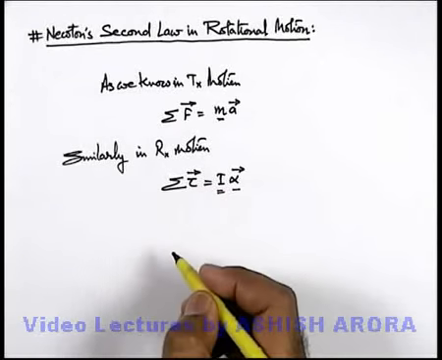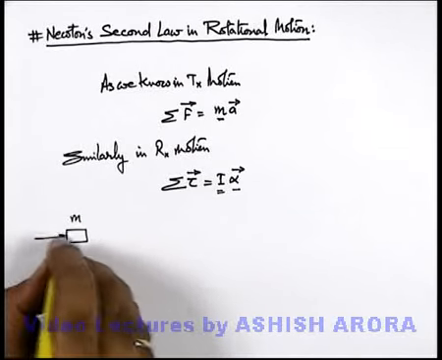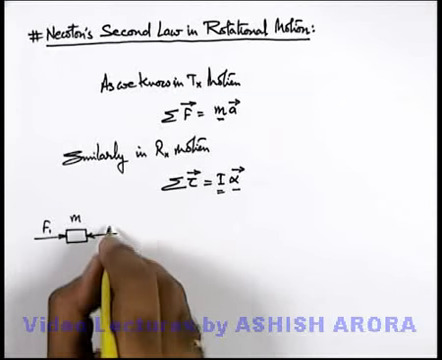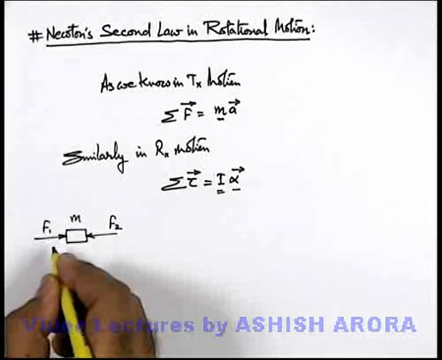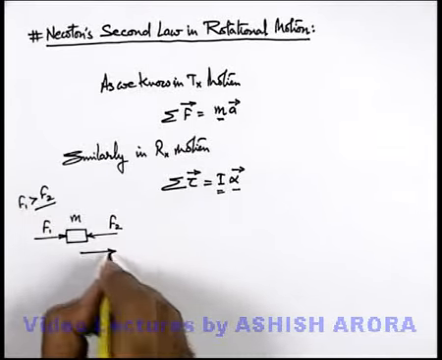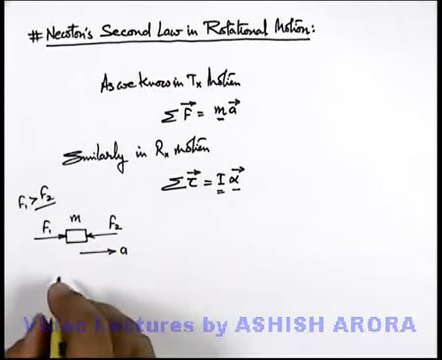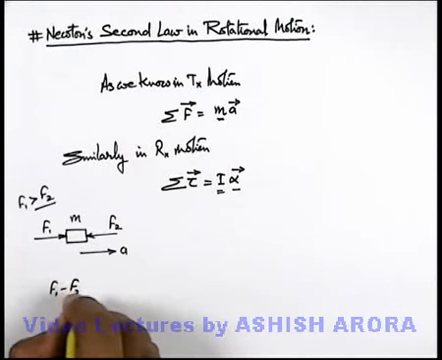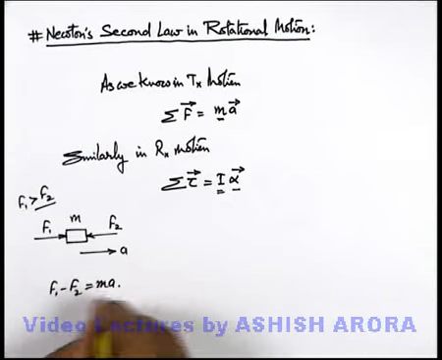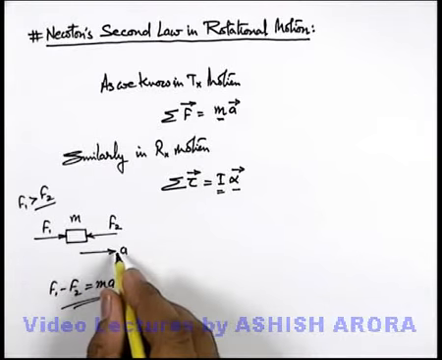We know well that for a given body of mass m, if a force F1 is applied onto it from left to right and another force F2 is applied onto it from right to left, and say F1 is more than F2, we can say the body will be displaced toward the right with acceleration a, and the equation of motion for the body we can write as F1 minus F2, that is the net force acting on the body in the direction of motion, which equals ma. This is the equation of motion according to Newton's second law in translational motion.